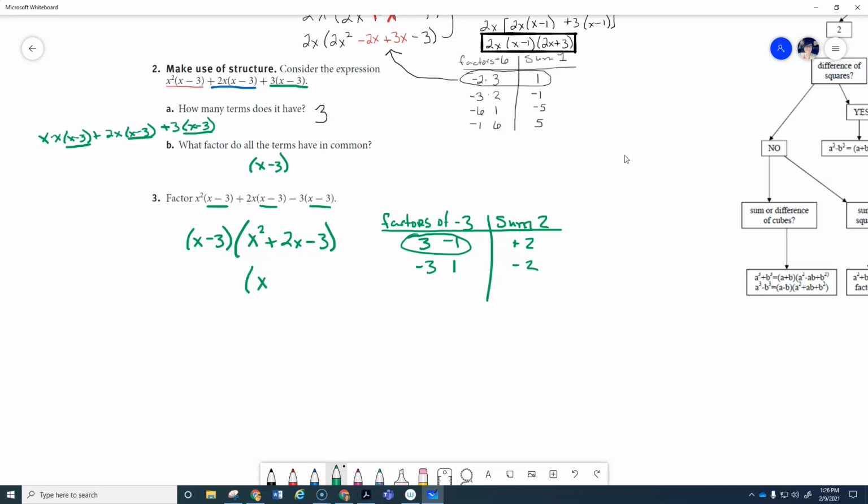So this then factors into x plus 3 and x minus 1. Don't forget to bring that x minus 3 down. So this is the final factored form of that problem.